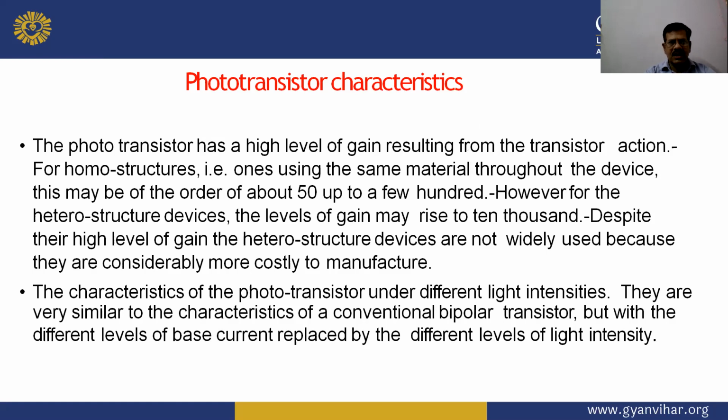Characteristics of phototransistor. Characteristics means we want to draw the graph between the current versus voltage, which flows in the phototransistor. So the phototransistor has a high level of gain resulting from the transistor action, because the structure of the phototransistor is a homostructure, one using the same material throughout the device. In this phototransistor, the same material is used throughout the device. So this may be of the order of about 50 up to a few hundred.